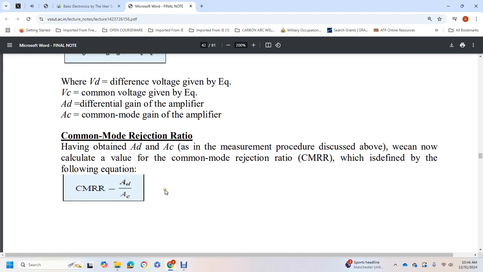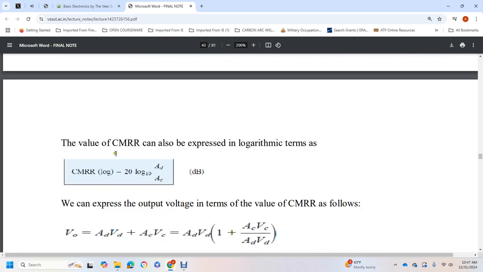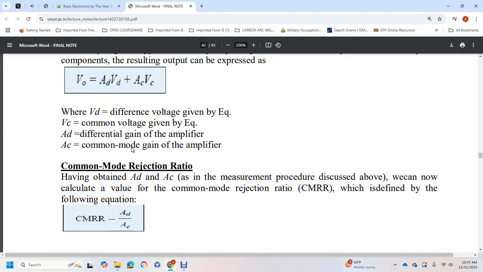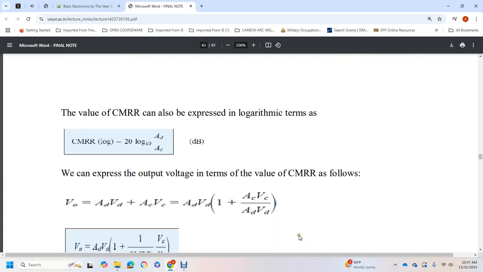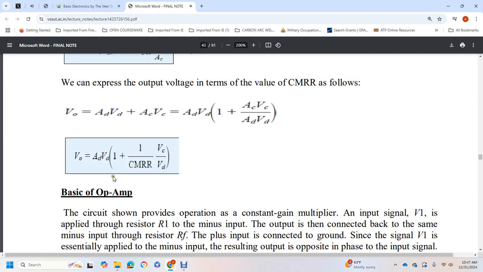Common mode rejection ratio. Having obtained the differential gain of the amplifier and the common mode gain of the amplifier by the measurement procedure discussed above, we can now calculate the value of the common mode rejection ratio, which is identified by the following ratio. Common mode rejection ratio is the differential gain of the amplifier over the common mode gain of the amplifier. The value of the common mode rejection ratio can be expressed in logarithms.